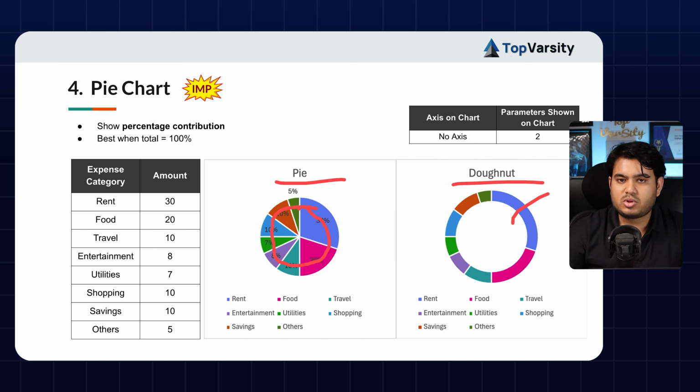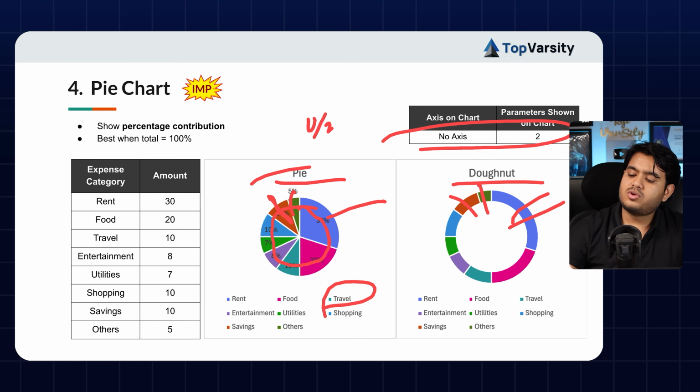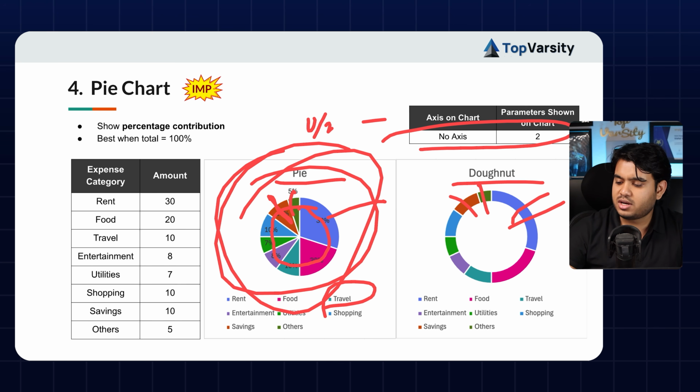There is no difference, everything is the same. If you can see 10% here, 10% here, 5% here, 5% here, this is the majority, which is 30%. No change, everything is the same. Again, here only two axes will be there. First is your percentage and second one will be your travel. Actually, there is no axis in the chart because it's circular, but there are two parameters you can show on the chart.